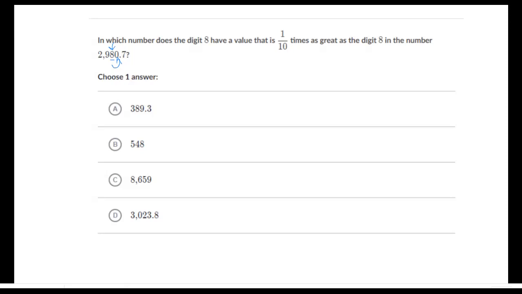So let's look at this. Is there an 8 in the ones place? 8 in the ones place? We're going to check the others just for good measure. Nope. Nope. So the 8 is in the ones place because it's in the tens place in this number, and it's asking for a value that is 1/10 times, which we know is the same as dividing by 10, which is the same as going down a place value spot.